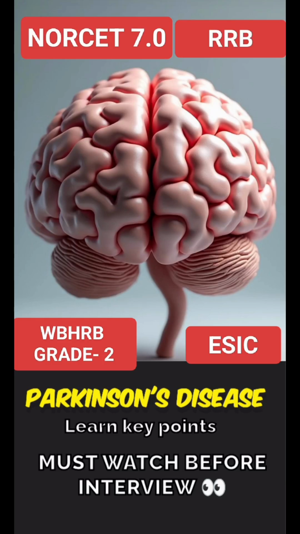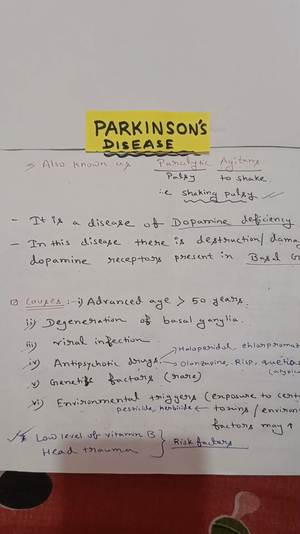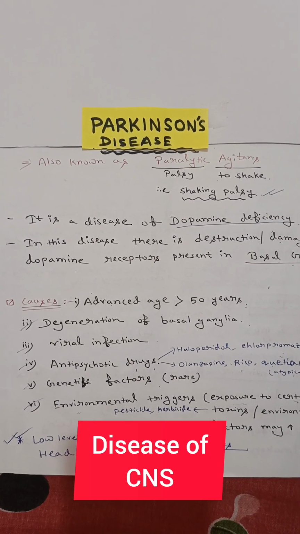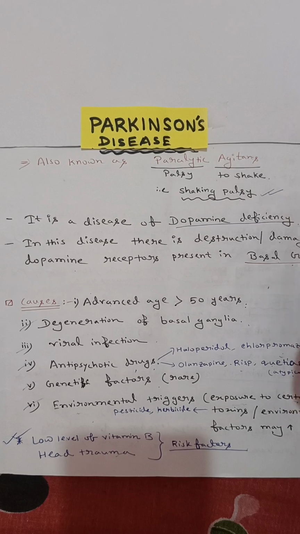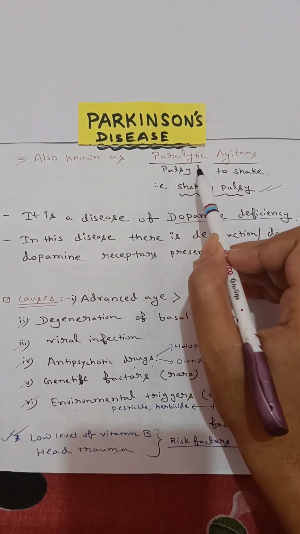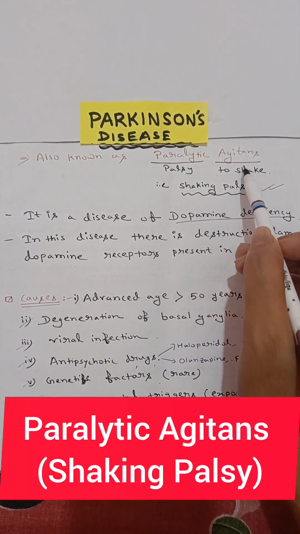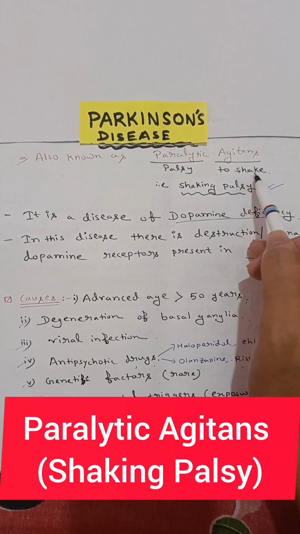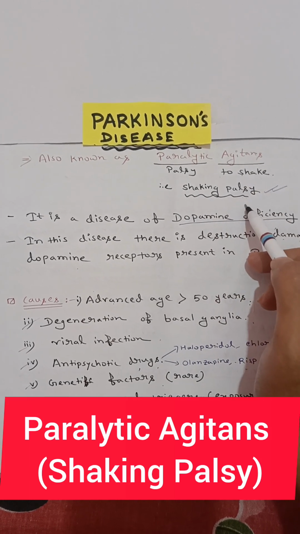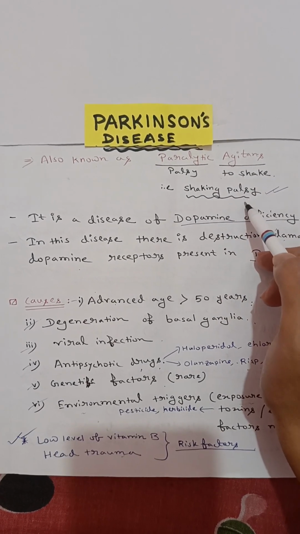So, today let's talk about the key points of Parkinson's disease or PD. Parkinson's disease is a disease of the central nervous system which mainly affects the movement of the patient, and it is also known as paralysis agitans. Paralysis means palsy and agitans means to shake. That is the shaking palsy. It is also known as the shaking palsy, the tremors.